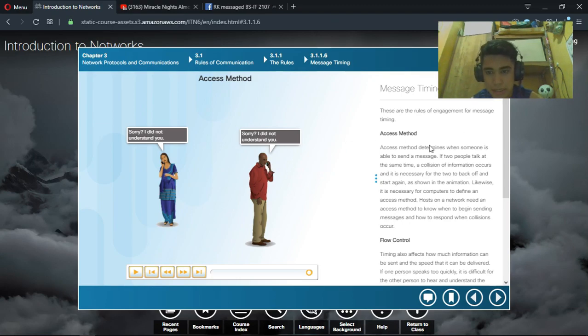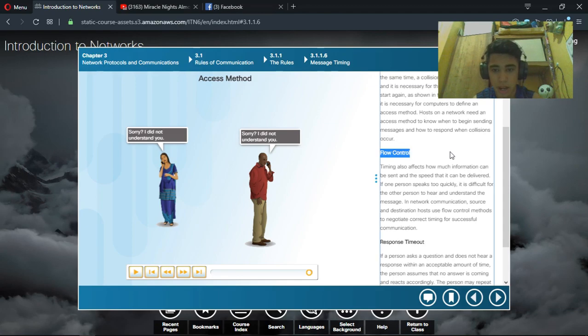Access method determines when someone is able to send a message. Message timing needs an access method to know when someone is able to send a message. And flow control: timing also affects how much information can be sent. So if you both talk at the same time, for example on the phone with your friend, with a lot of words, there's a big possibility that you will not understand each other.